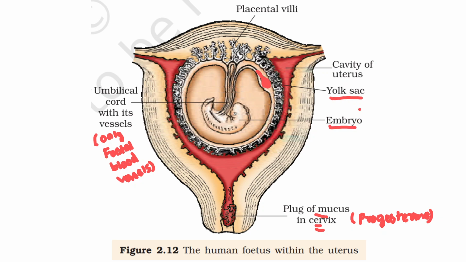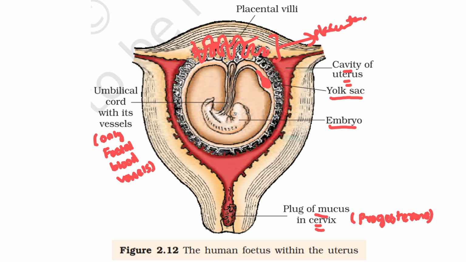Then we'll be having embryo, then cavity of uterus. These things are present and this is chorionic villi. So now the chorionic villi is going to form an interdigitation with the uterine tissue. So the whole is the placenta that we can see. It is a structural and functional unit between embryo or fetus and the mother.